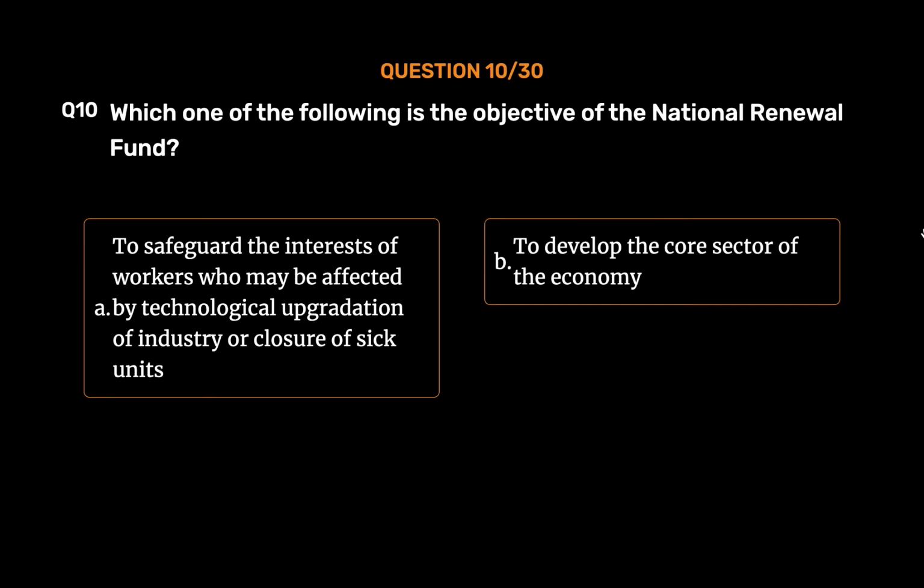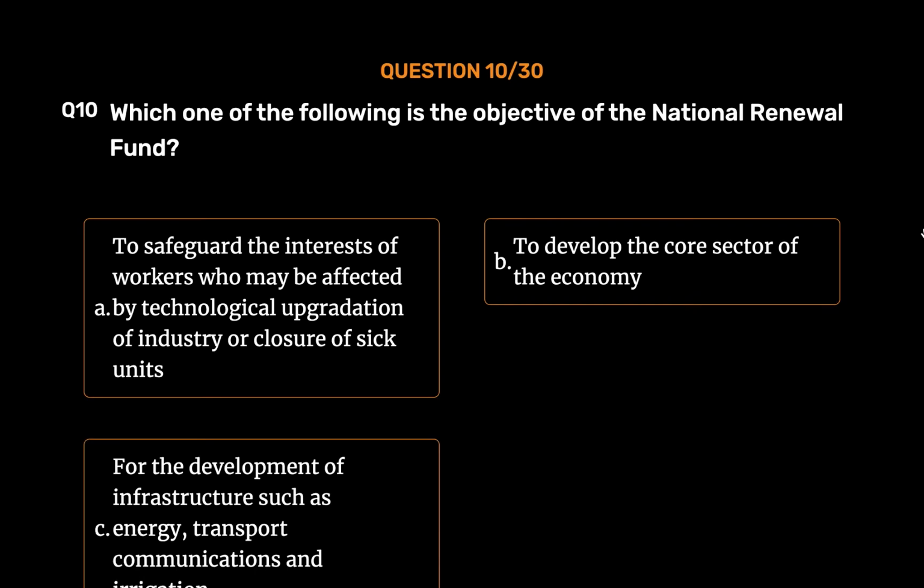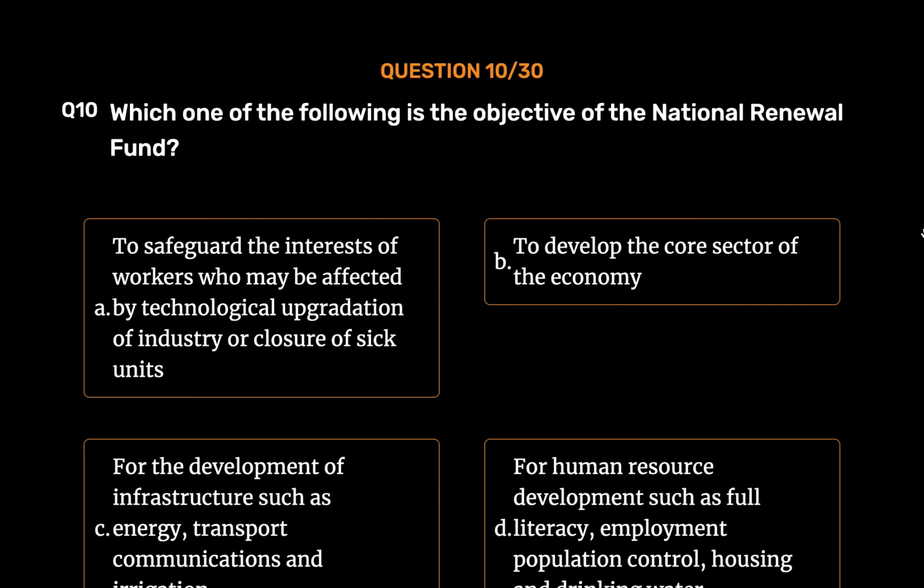Option B. To develop the core sector of the economy. Option C. For the development of infrastructure such as energy, transport, communications and irrigation. Option D. For human resource development such as full literacy, employment, population control, housing and drinking water. The correct answer is option A.